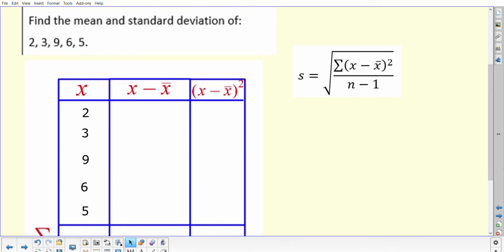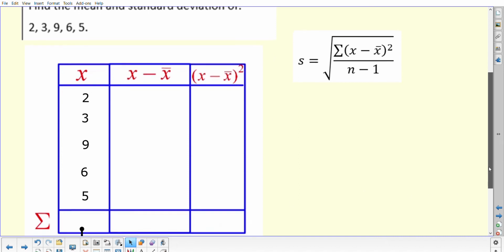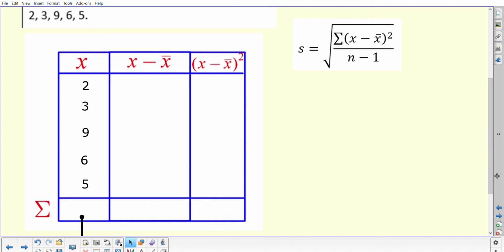It doesn't matter how you write them into a table, but I'm going to say to you that you should draw this table up, hopefully using a ruler, and you list your x's, so your 2, 3, 9, 6 and 5, those are all your x values. You're then going to add those x values up, and in this particular case, you will find that that comes to 25.